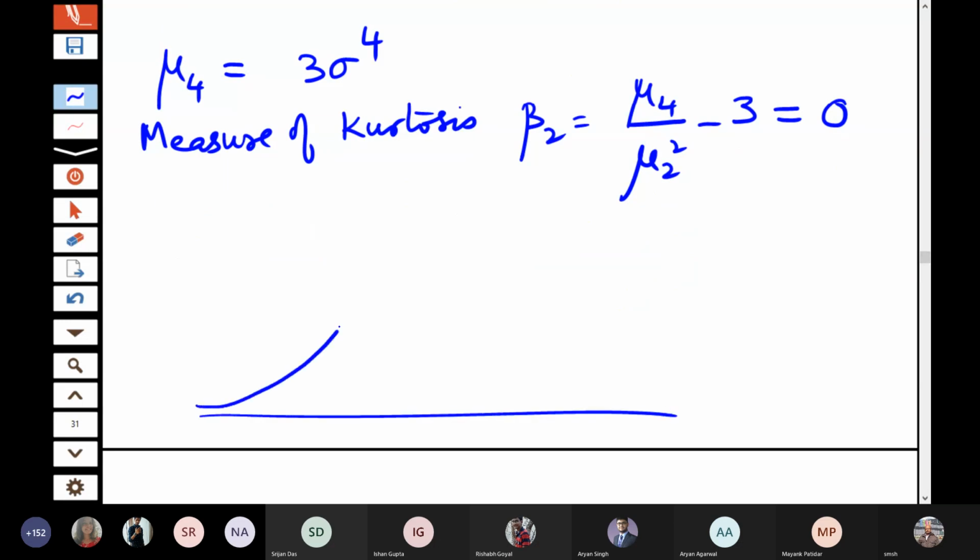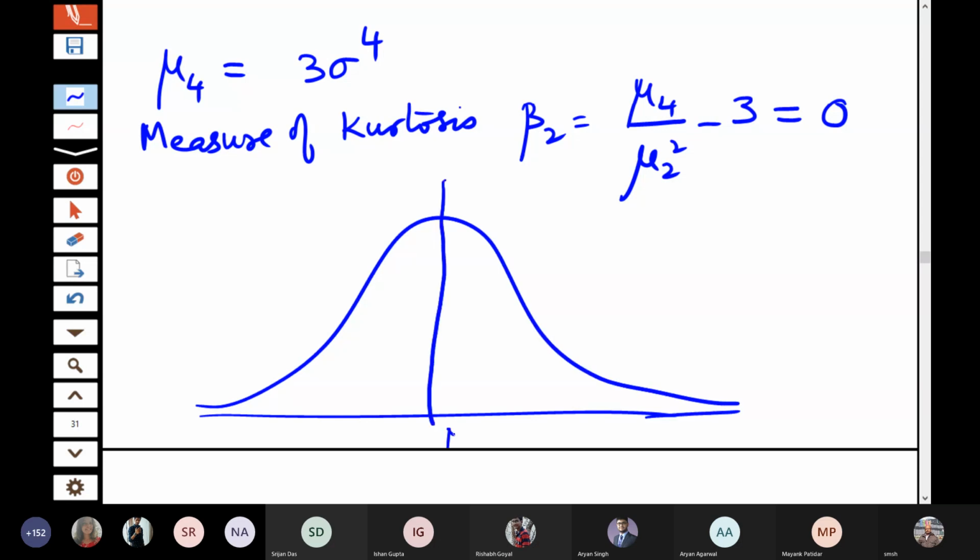From the shape of the distribution, you can also see here that mu is the median, it is also the mode. Okay. So median is also mu, mode is also mu. That is, the highest frequency value is also the central value. Is this calculation clear? Yes, sir.